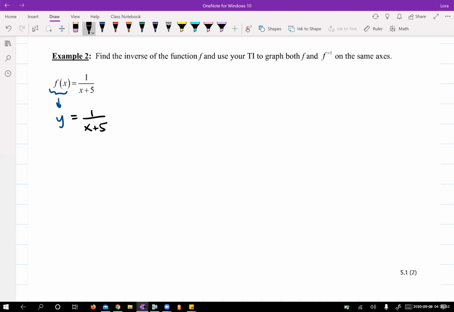Now we'll use the definition of what it means to be an inverse. What happens is we're looking at switching the x variable with the y variable. So we will do that. So y turns into x, and x turns into y.